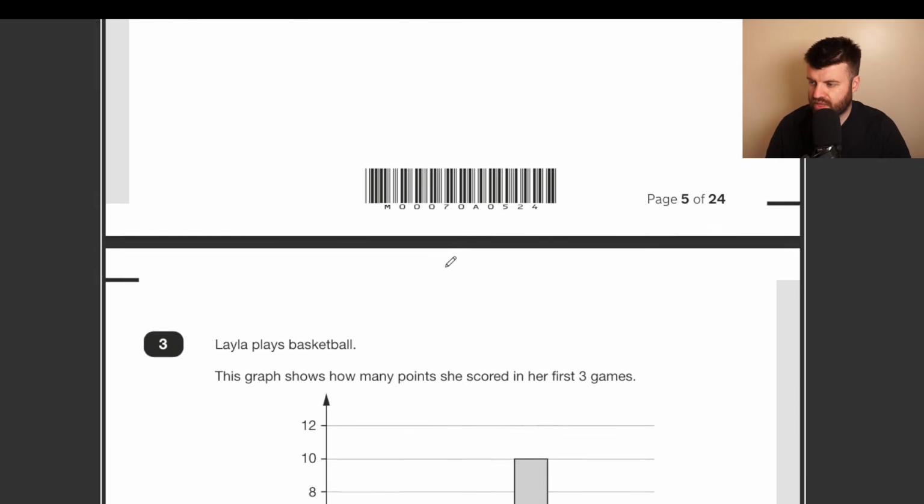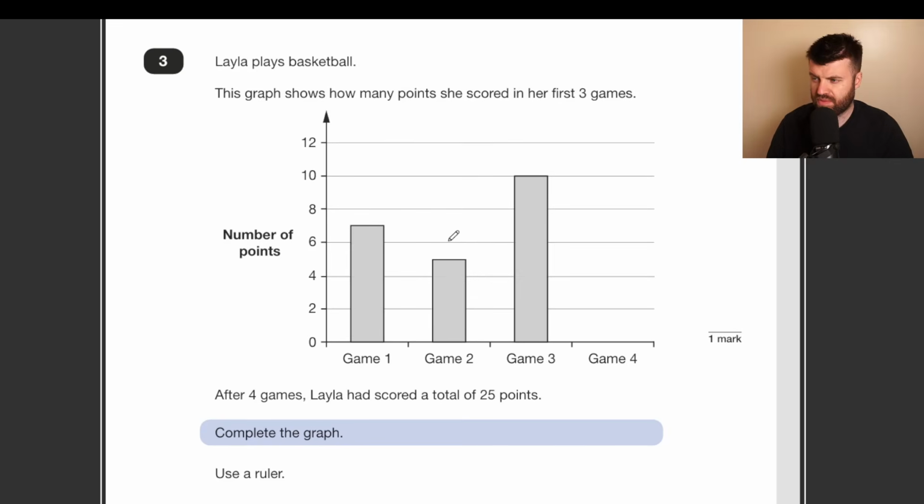Next up, question 3. Layla plays basketball. This graph shows how many points she scored in her first 3 games. Number of points going up the y-axis and the game on the x-axis. After 4 games, Layla scored a total of 25 points. Complete the graph and use a ruler. So what it's asking you here is how many points did Layla score in the 4th game?